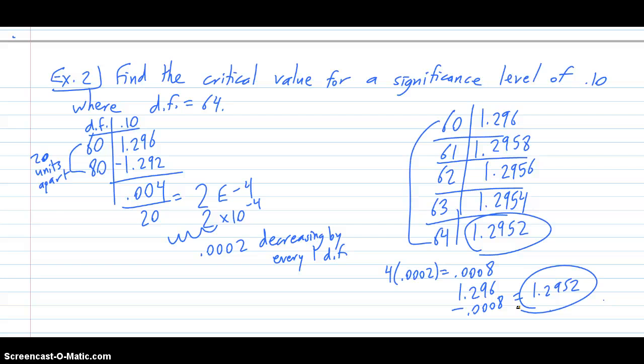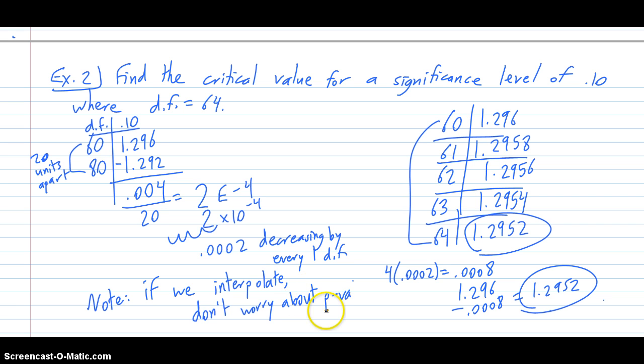On your test, there will be at least one question where you have to find a degree of freedom that's not on your table. So you're going to have to do this, okay? And you're going to have to make sure you show this step. One note that you might want to make. If you have to interpolate, you do not have to worry about p-value. Don't worry about p-value. All right? On all the others, you'll have to do p-value, but just make sure on the interpolations, you don't have to worry about p-value. All right? We're not going to put too much emphasis on that.